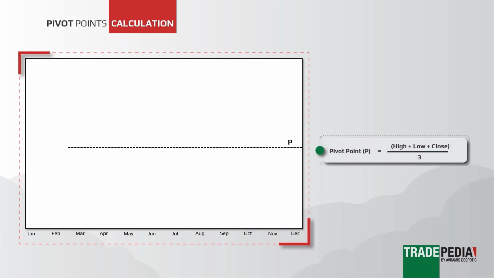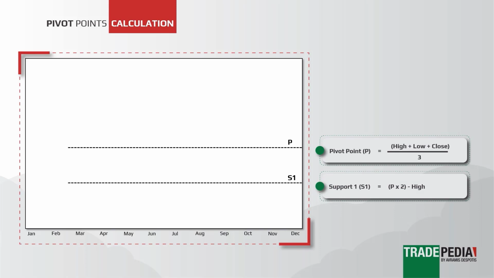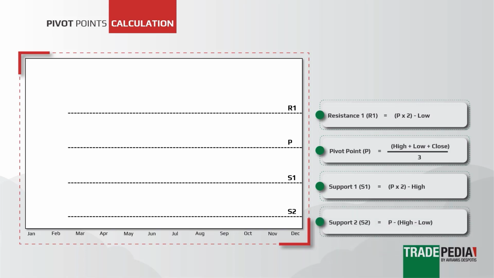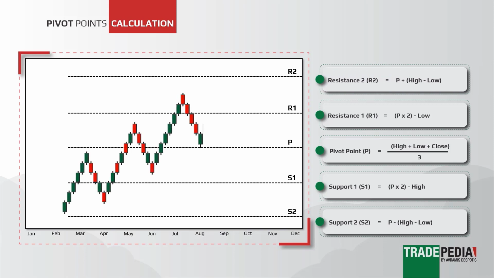The standard pivot point is calculated by averaging the prior high, low, and close price of a higher time frame, which then acts as the main support or resistance level. Based on this point, we can then calculate the first support level by multiplying our pivot by 2 and then subtracting it from the previous high. The first resistance can be found by multiplying the pivot by 2 and subtracting the previous low. An additional support level can be found by subtracting the range of the previous period from the main pivot point. Additional resistance can be found by adding the range of the previous period to the main pivot point.